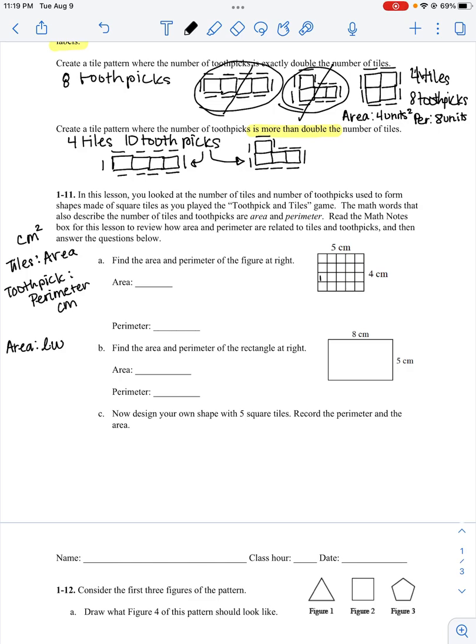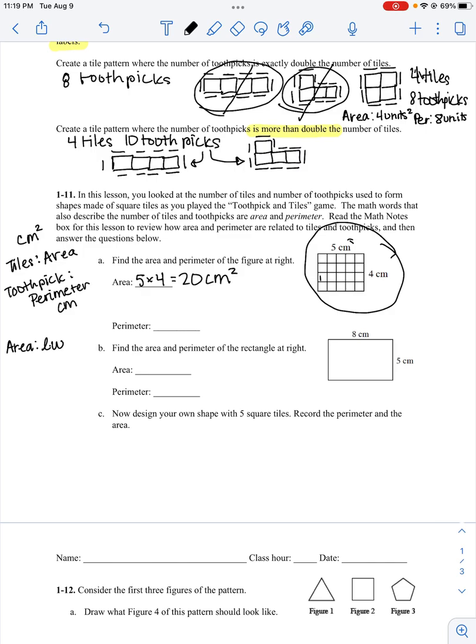So we're going to start with this figure here. I could count the squares individually. That takes a long time. Or I could remember, hey, area is length times width. My length is 5, my width is 4. So 5 times 4 is 20. My label for my units of measurement, centimeters. And area is always squared, centimeters squared.